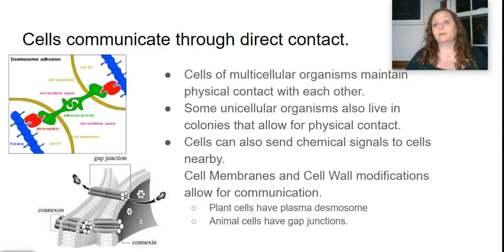Being multicellular, being more complex, gives organisms an opportunity to do a lot more, gives them a lot more ability, but only because they're able to communicate between cells. Most cells in multicellular organisms are able to communicate fairly easily because they're maintaining physical contact with each other. In fact, this is so useful. It is such a valuable tool that some unicellular organisms will also do this.